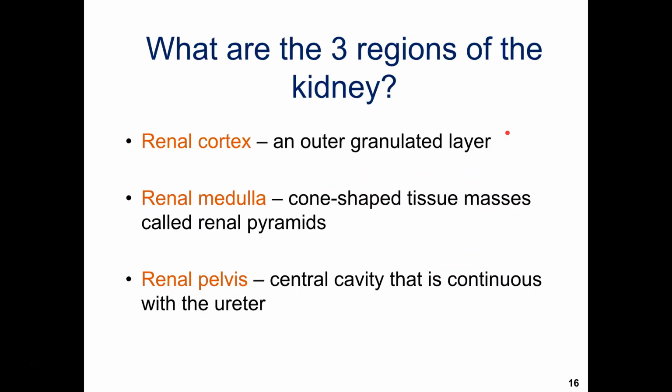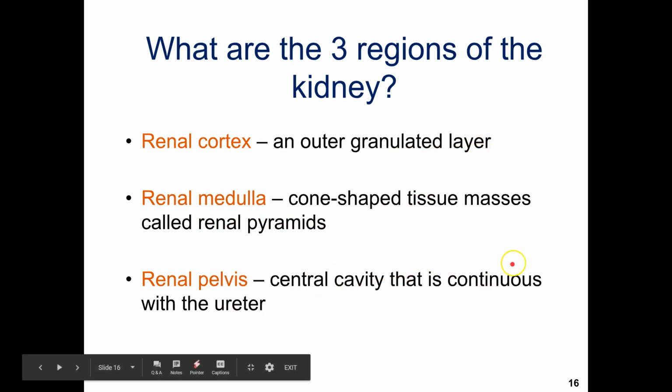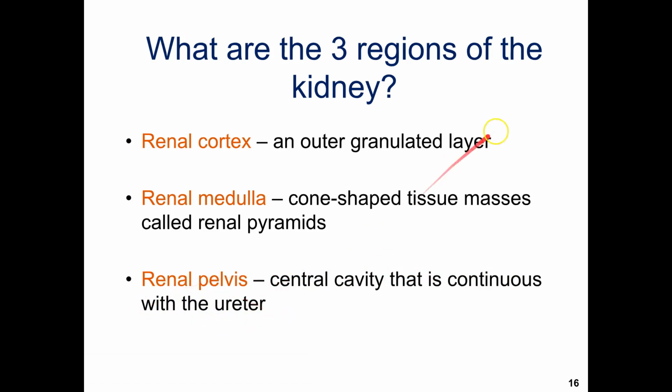So what are the 3 regions of the kidney? You have the renal cortex, which is an outer granulated layer. Basically what I want you to know here is that the renal cortex is the outer layer. Then you have the renal medulla, which is cone-shaped tissue masses, which look like a triangle. So it's a renal pyramid because it kind of looks like a pyramid. And then you have the renal pelvis, which is a central cavity which is continuous with the ureter. So as you create urine and pass it out, it's going to go straight through the renal pelvis.